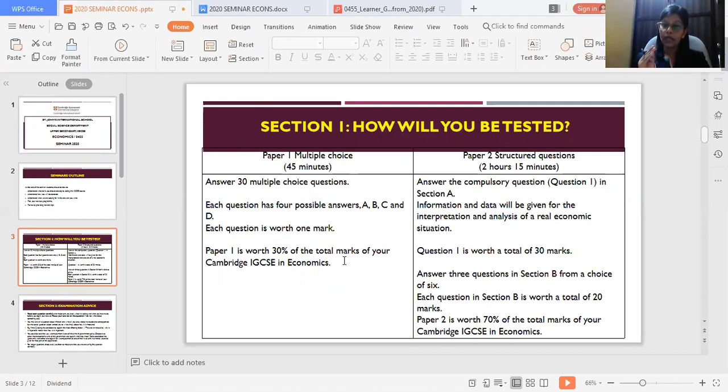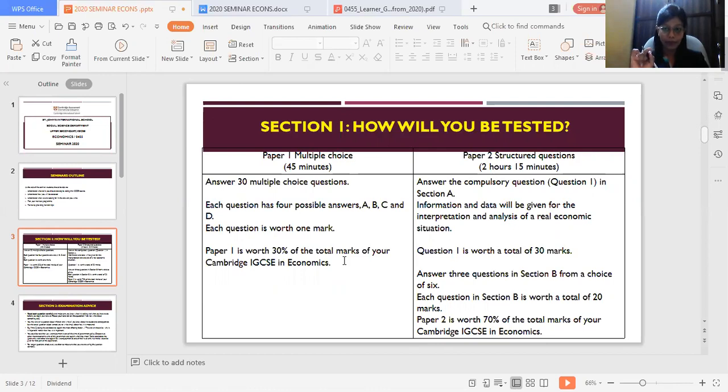Answer 3 questions in section B from a choice of 6. In section B, you need to answer only 3 questions out of 6 options. Each question in section B is worth 20 marks. Paper 2 overall, the total marks for paper 2 is 90. But we will convert it into 70%.